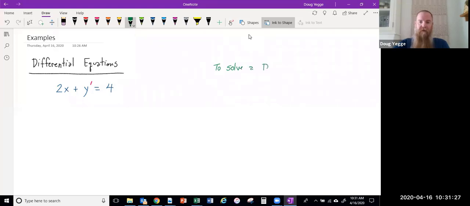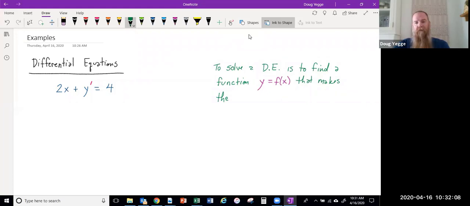So to solve a differential equation, which we just represent by DE, is to find a function y equals f of x that makes the equation true. So we're not solving for a number. It's not like, oh, the answer is 5, right? The answer to a differential equation is the function that makes it true.